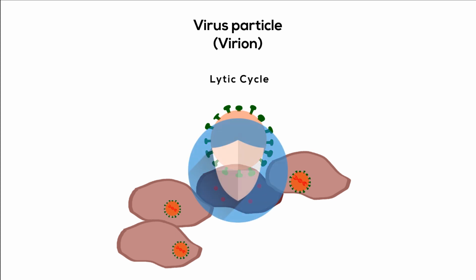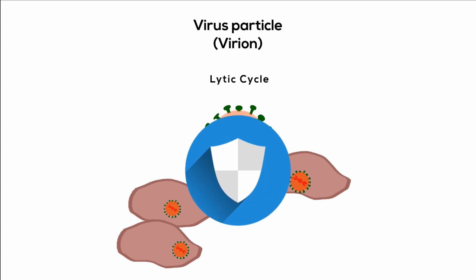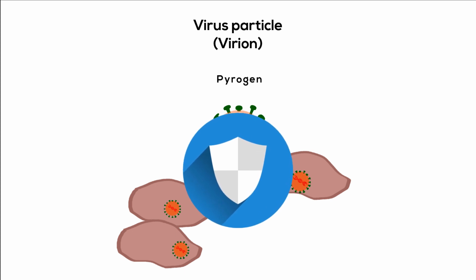The immune system starts responding to this infection, and while doing so, it produces a chemical called pyrogen that increases body temperature, which helps slow down the rate of reproduction of the virus.